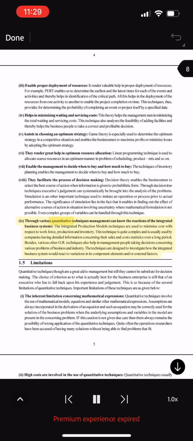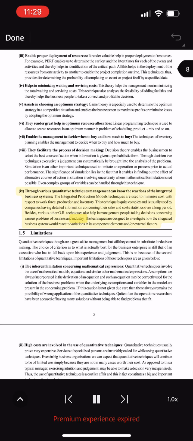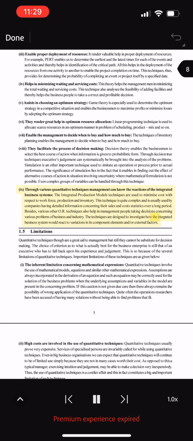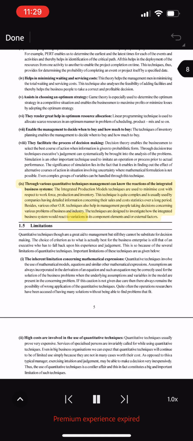9. Through various quantitative techniques, management can know the reactions of the integrated business systems. The integrated production models techniques are used to minimize cost with respect to workforce, production and inventory. This technique is quite complex and is usually used by companies having detailed information concerning their sales and cost statistics over a long period. Besides, various other OR techniques also help management people in taking decisions concerning various problems of business and industry. The techniques are designed to investigate how the integrated business system would react to variations in its component elements and/or external factors.